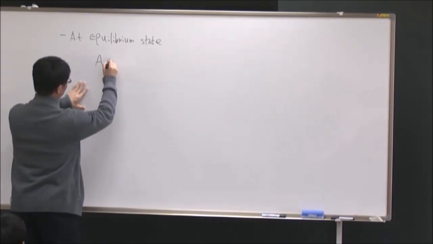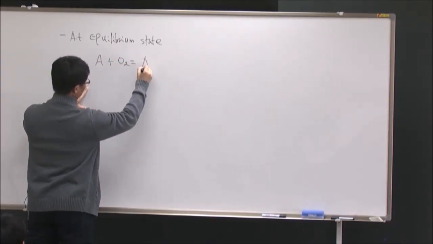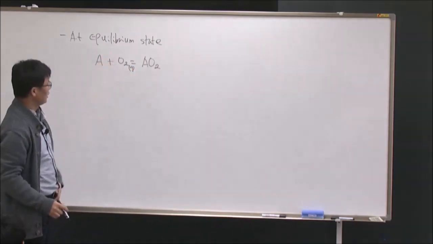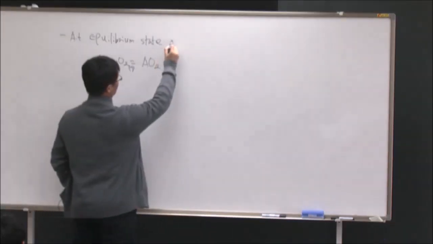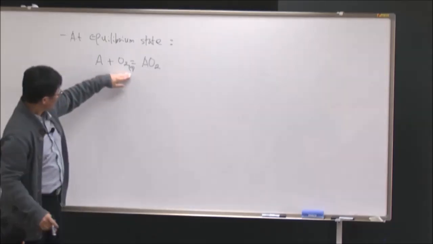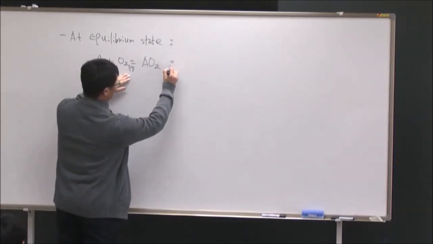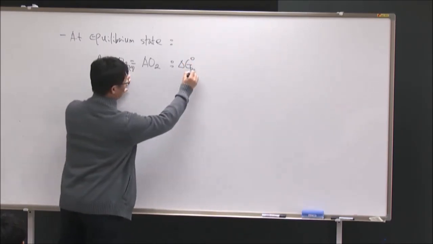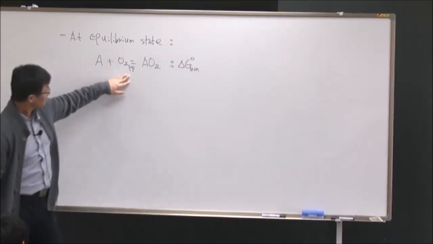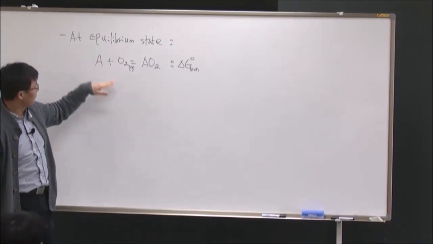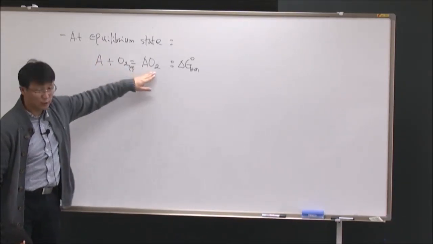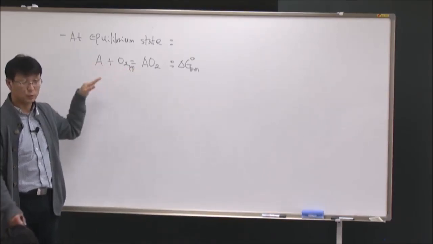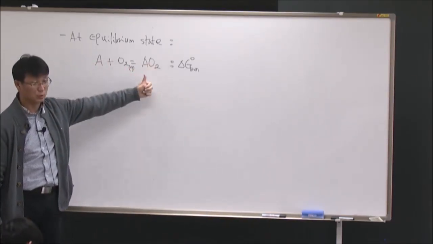So when you have A plus O2 become AO2, gas phase, and equilibrium state, let's assume we have delta G naught of this reaction. At equilibrium state, that means when A becomes AO2 or AO2 becomes A, it's the same. So we are moving both forward reaction and backward reaction.